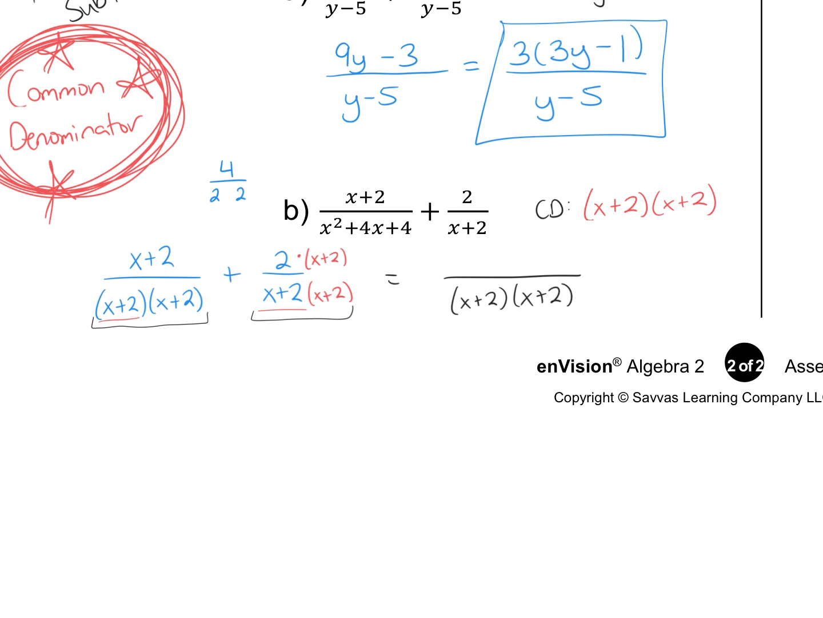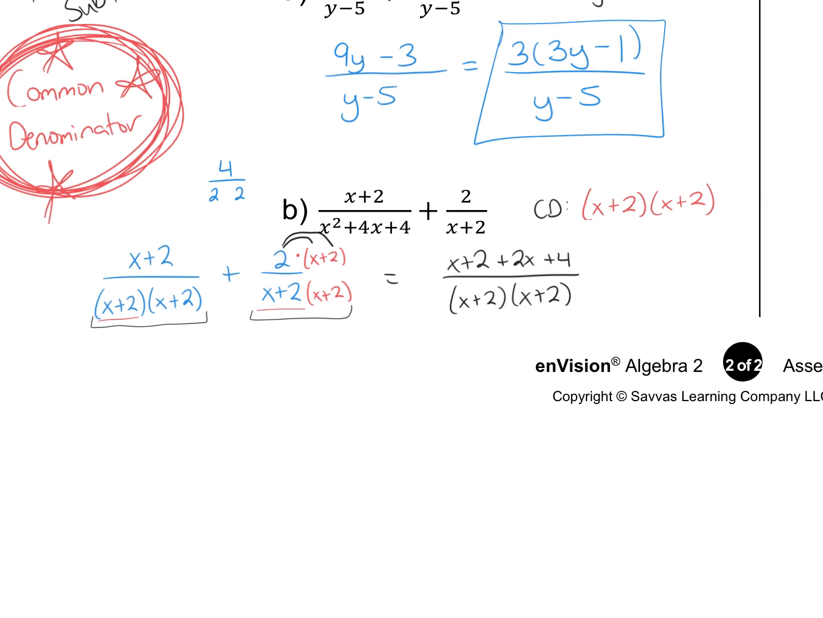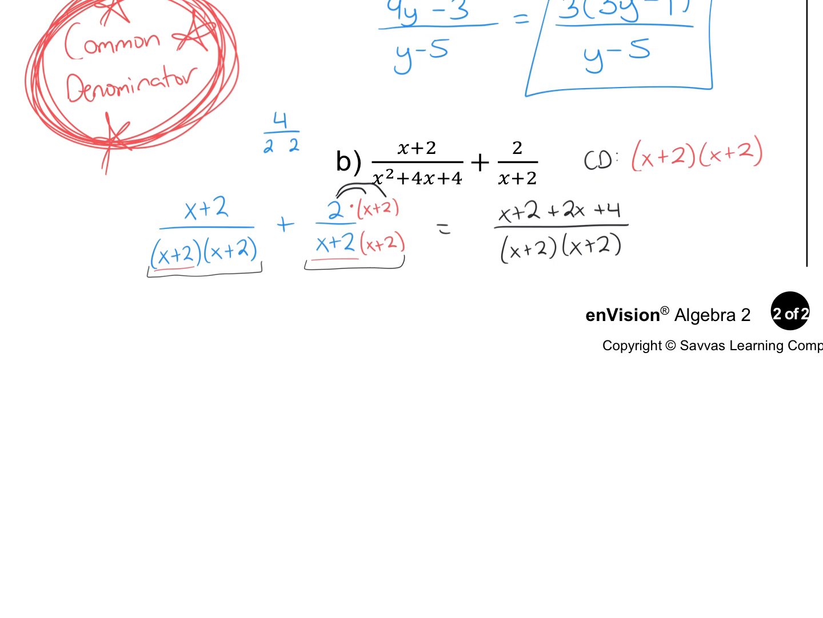Look up here real quick. Did I do anything with this? No. So that stays as x plus 2. What about this? I have to distribute. What's 2 times x? 2x. What's 2 times 2? 4. Are we done yet? No. I'm going to come down here. What do we need to do on the numerator? Combine like terms. Is my denominator going to change right now? No. The denominator stays the same to the very end.